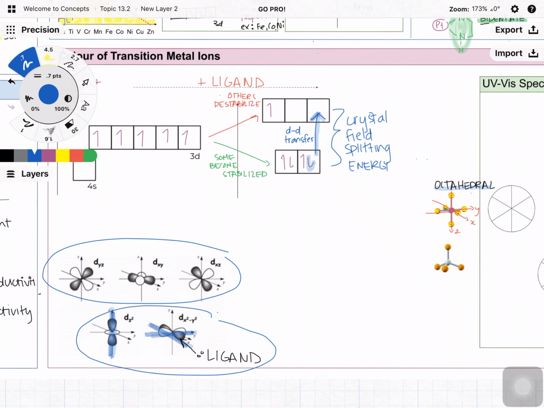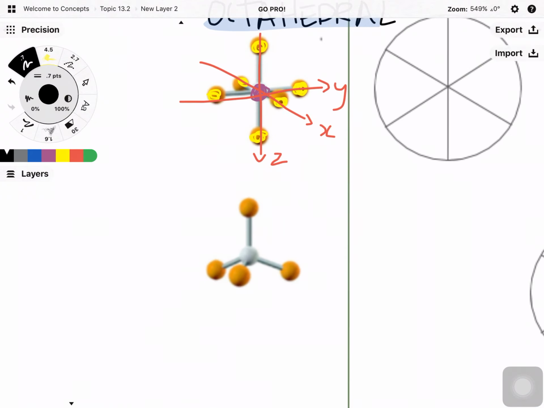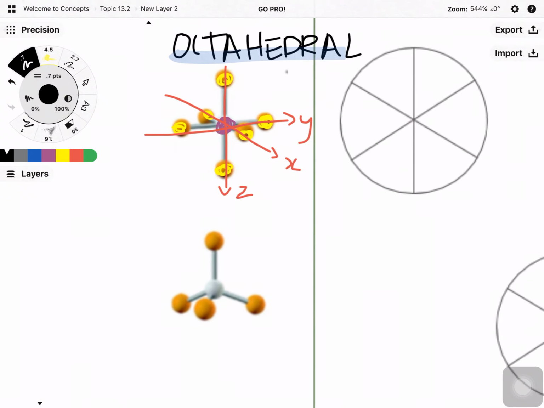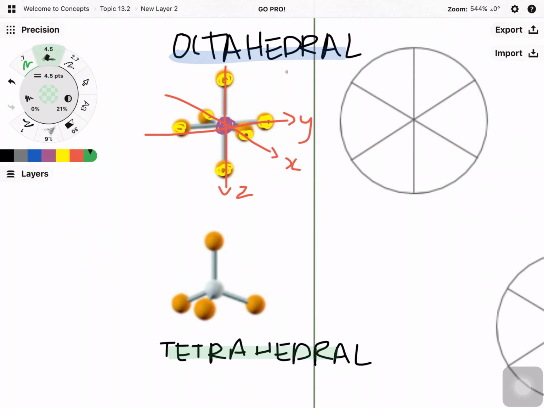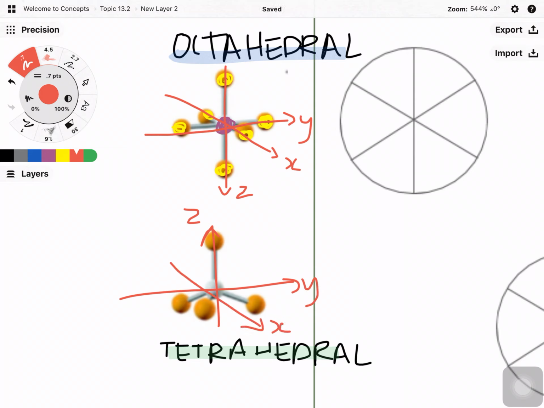If, for example, our ligands did not attach themselves in an octahedral way, but instead attach themselves in something called a tetrahedral way, which is this shape right here, let's take a look at what that would imply. So tetrahedral means that if we were to draw our x, y, and z again along our shape, z is here, y is here, and x is here.